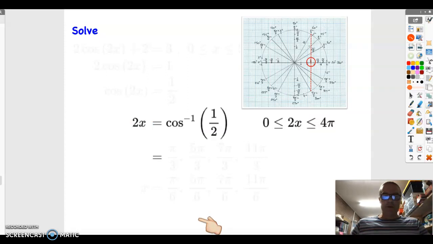So let's have a look at where the exact values come into this. We're talking about the cosine ratio, so we're referring to the horizontal axis of the unit circle. Our exact value is a half, which is exactly halfway along the radius of the unit circle between 0 and 1. I've circled a half there, and we are looking for the angles that give us a cosine of a half.